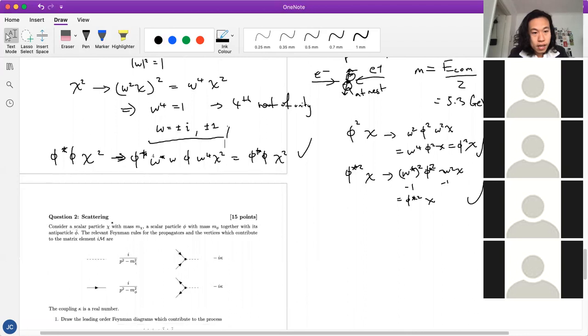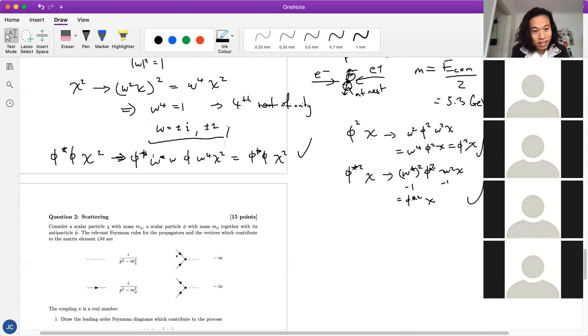Okay, so consider a scalar particle chi with mass m chi and a scalar particle phi with mass m phi, together with its antiparticle phi bar. Relevant Feynman rules for propagators and vertices which contribute to the matrix element iM are these two propagators and these two vertices. I'm not going to lie, this kind of confused me, because these arrows generally refer to some kind of conserved quantity that you want to be continuous, but since it's scalar particles in this case, it doesn't really matter.